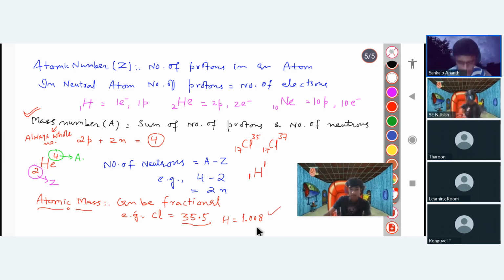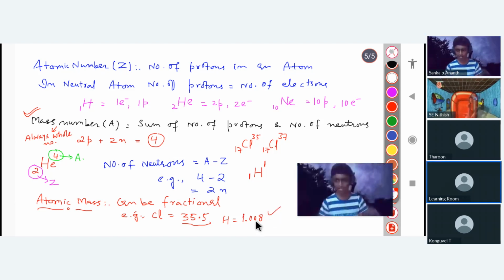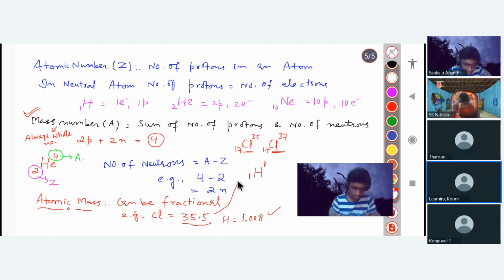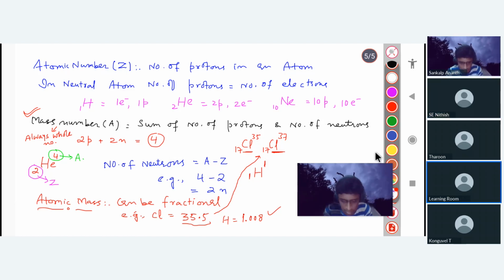Got it? Sir, if we say like that, everything has a fractional atomic mass. Exactly. Everything has a fractional atomic mass. It is actually due to the isotopes. For example, chlorine has two isotopes, 35 and 37, so when you take the average it comes out to be 35.5. So remember the difference between the mass number and the atomic mass.